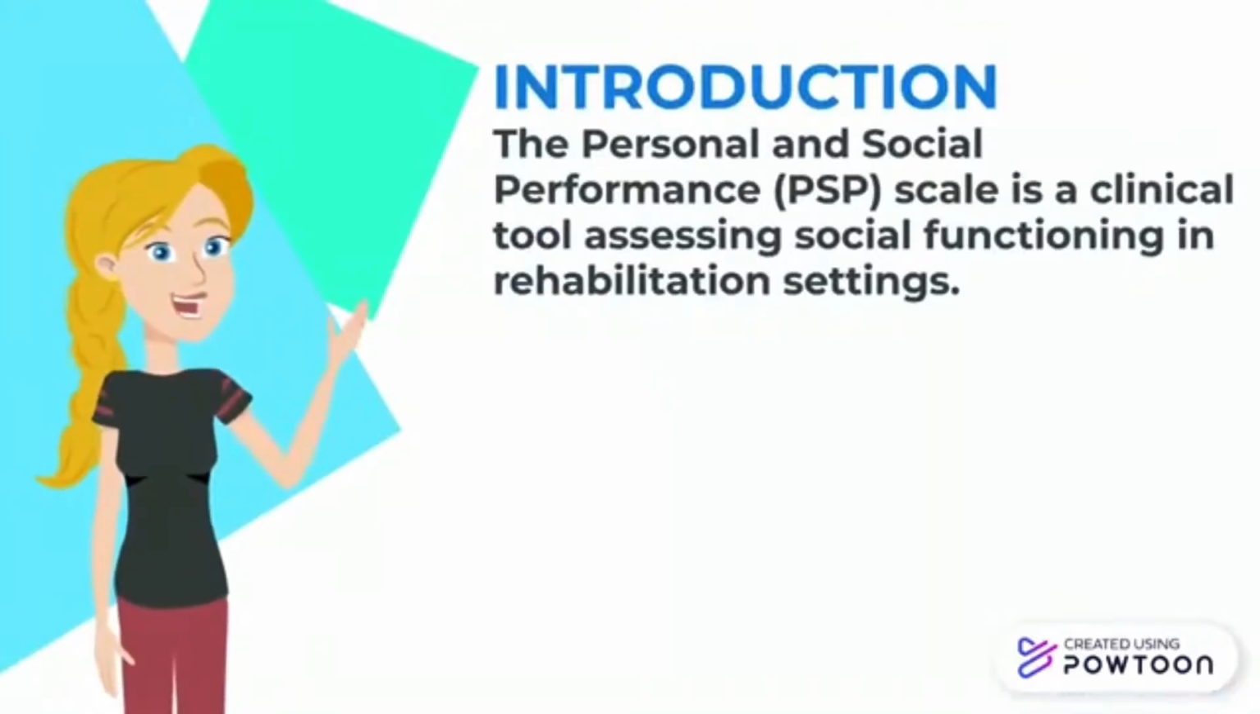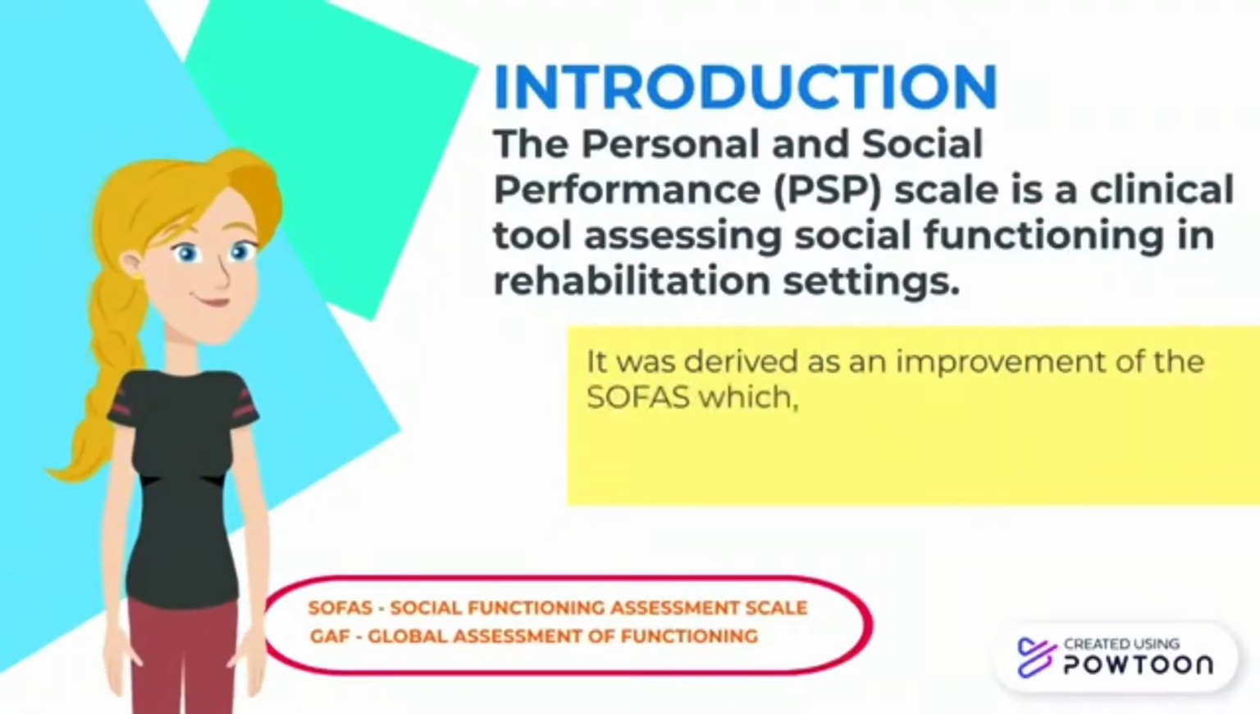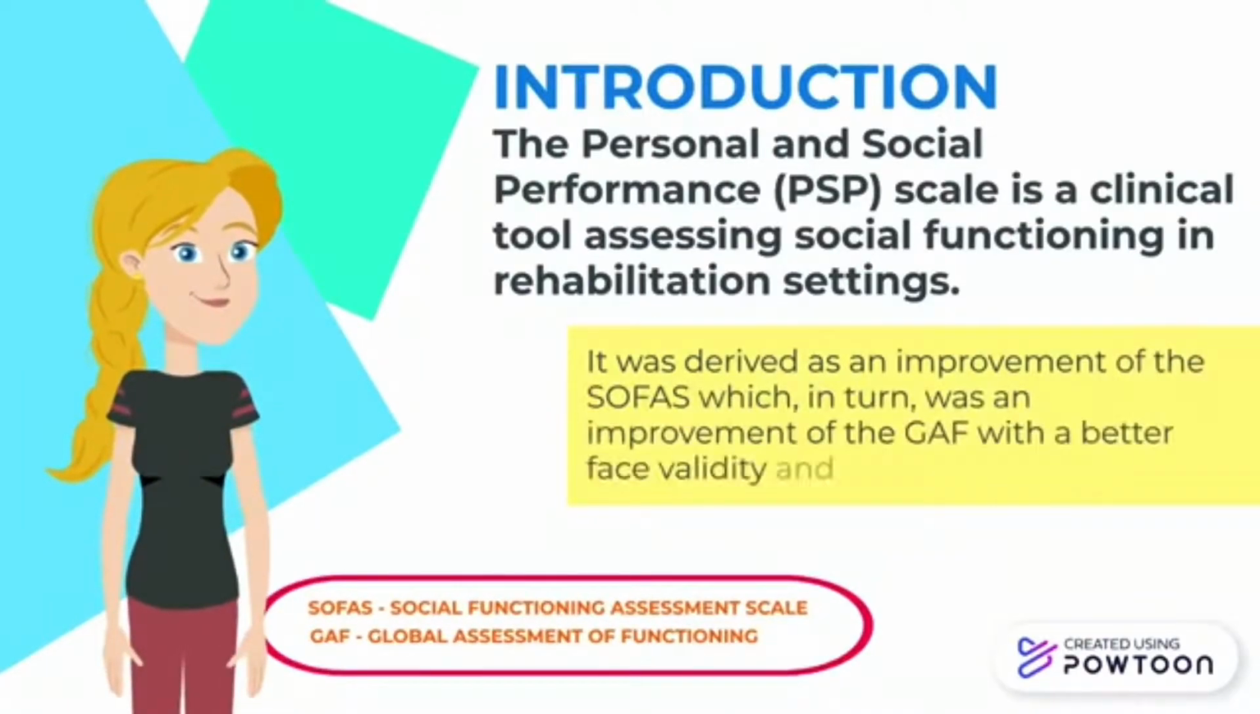The Personal and Social Performance Scale is a clinical tool assessing social functioning in rehabilitation settings. It was derived as an improvement of the SOFAS, which in turn was an improvement of the GAF, with better face validity and psychometric properties.